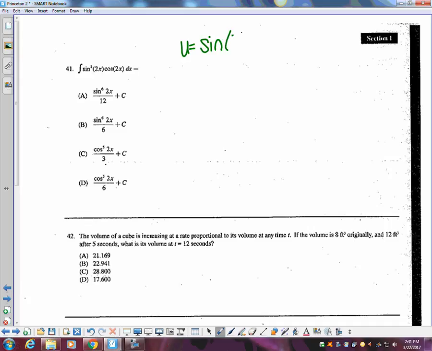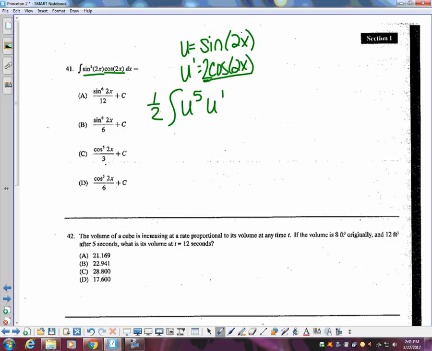Okay, so now let's see what U prime would be. Let's see how this fits together. So the derivative of sine would be cosine, but then take the derivative of the inside, so that would be 2. Okay, well, I like that. That's that right there. I need a 2, so I'm going to put a 1/2 out front. And then this is my u to the 5th u prime.